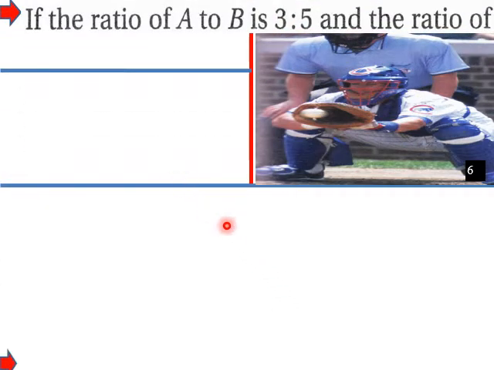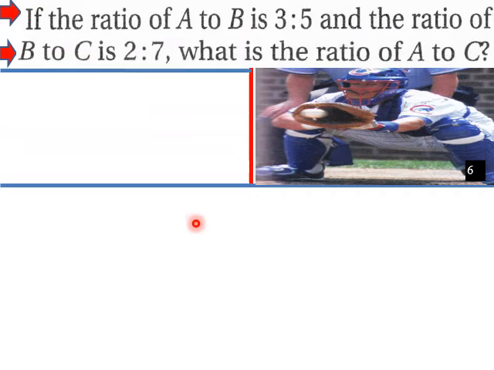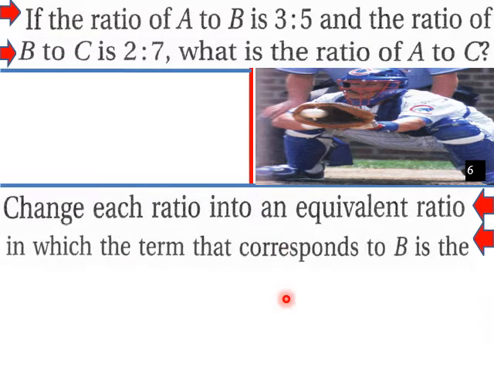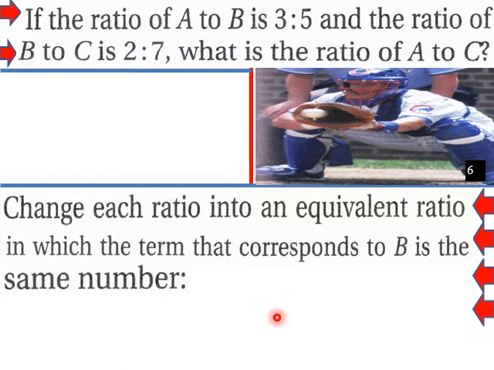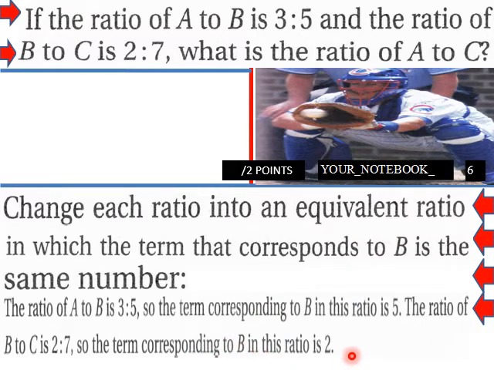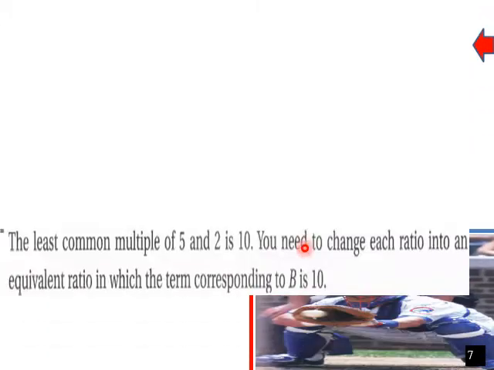If the ratio of A to B is 3 to 5 and the ratio of B to C is 2 to 7, what is the ratio of A to C? Change each ratio into an equivalent ratio in which the term that corresponds to B is the same number. The ratio of A to B is 3 to 5, so the term corresponding to B is 5. The ratio of B to C is 2 to 7, so the term corresponding to B in this ratio is 2. This will go in your notebook, and when you get to your own PowerPoint or video, you can stop. Or if you have a note taker, you can take these notes.